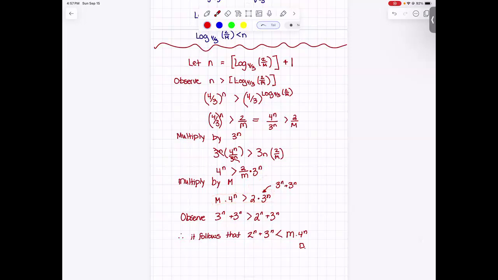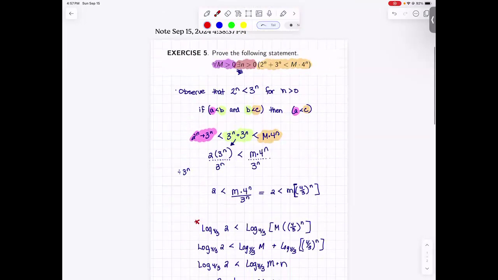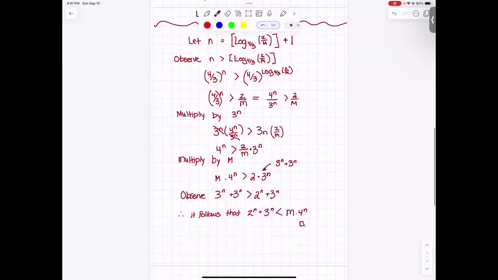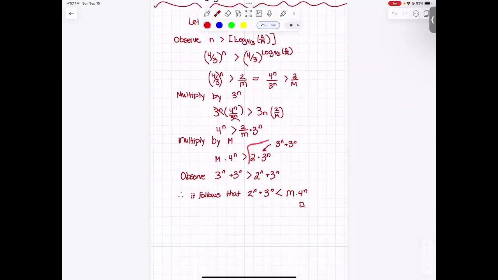A reminder that the very first thing that we did was we showed that 3 to the n plus 3 to the n is the same as 2 times 3 to the n, and we did this inequality. Scroll back down, we'll see that we did that again here. We show that that's the case, and then we are able to say our final proof.